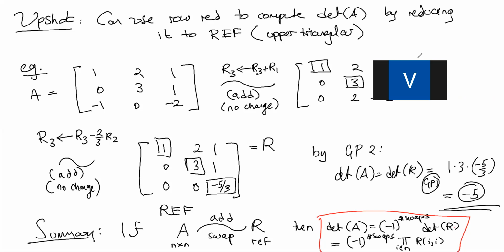Professor, what does that little pi symbol mean? Pi means product. Sorry. Okay, yeah. Let me not use pi. This is R11, R22, or let me just write product of diagonals. Maybe that'll make it easier.